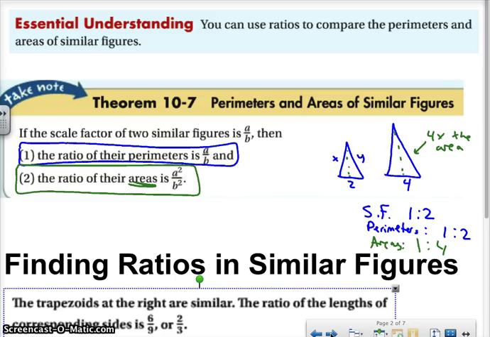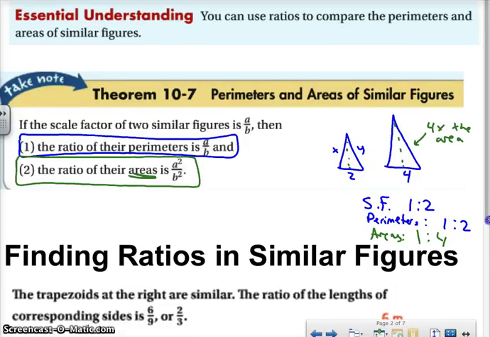So we'll try that in a couple different ways, but that's the gist of it. Perimeters, it's whatever the scale factor is. Think about units. Perimeter isn't in square units. Area is not going to be just the same as the scale factor. A to B for the scale factor is going to be A squared to B squared for the area.